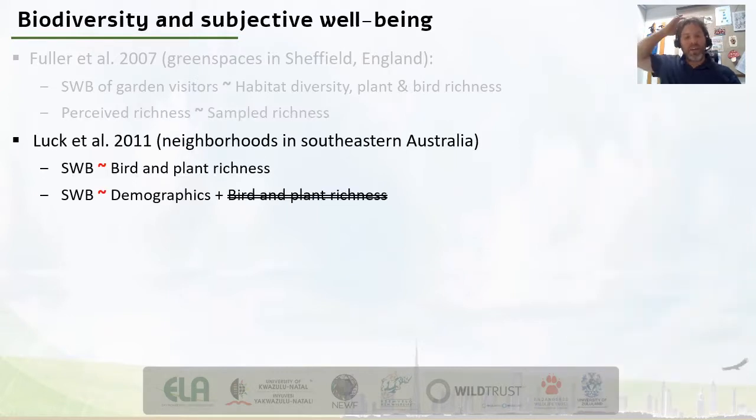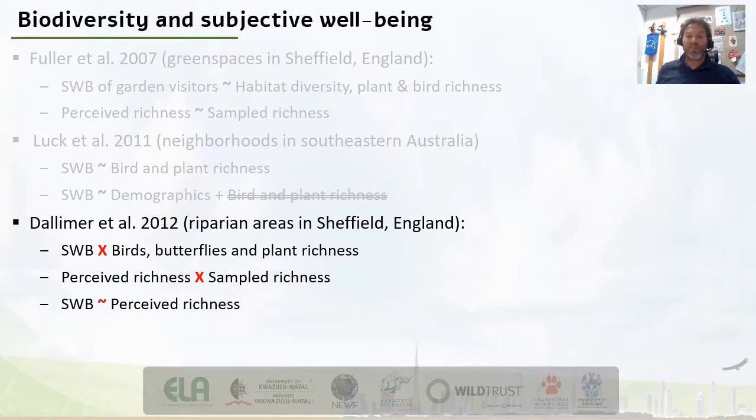Gary Luke and his colleagues in 2011 looked at a different scale, the neighborhood scale, and found a relationship between subjective well-being, birds, and plant richness. But when they put in demographic variables like income, education, gender, etc., all those relationships with biological variables disappeared, and they remained only with the demographic variables. Finally, Martin Dallimer and colleagues looked at riparian areas, again in Sheffield, England, and did not find any relationship between components of subjective well-being and bird, butterfly, and plant diversity. They also did not find a relationship between the perceived richness and the sampled richness.